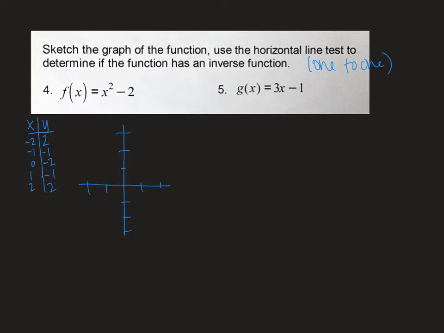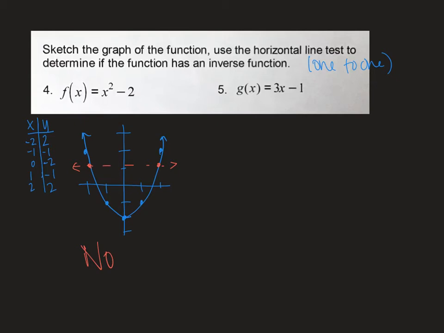So -2, 2, -1, -1, 0, -2, 1, -1, and 2, 2. So we have our quadratic, and if we do a horizontal line test, that horizontal line crosses the graph at more than one place, so it will not have an inverse function. Same thing for number 5.